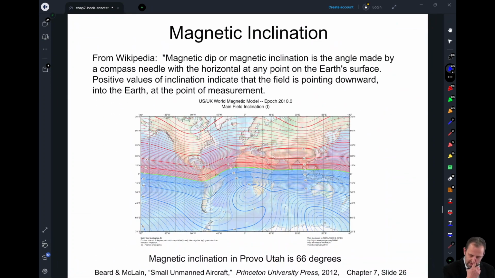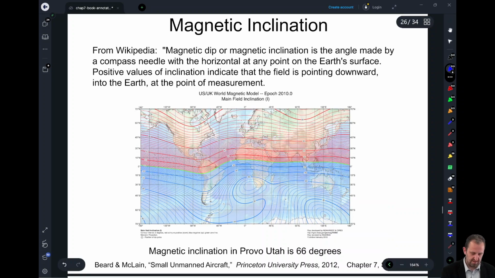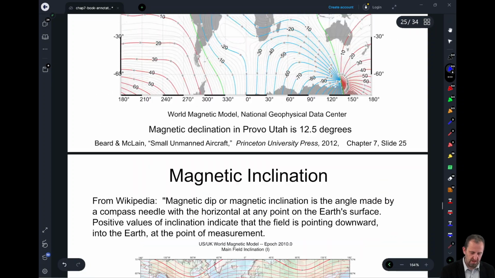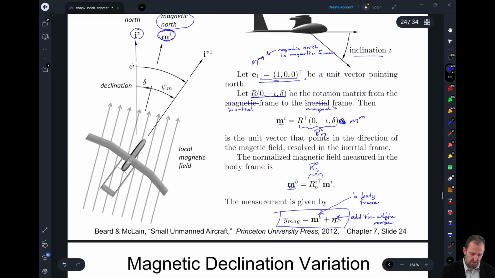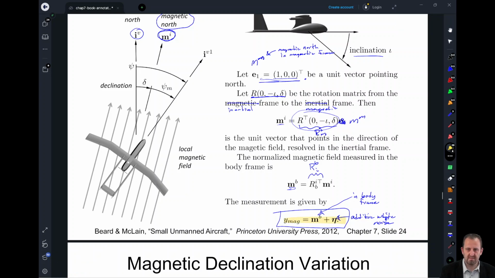Our magnetic inclination is basically the dip into and out of the Earth, and that also will vary based on where you're at on the Earth. But either way, assuming that you're in a relatively localized location, that rotation matrix is going to be constant, and we can generate our magnetometer measurement using that equation.